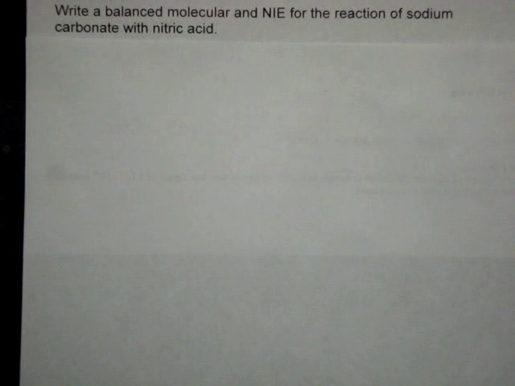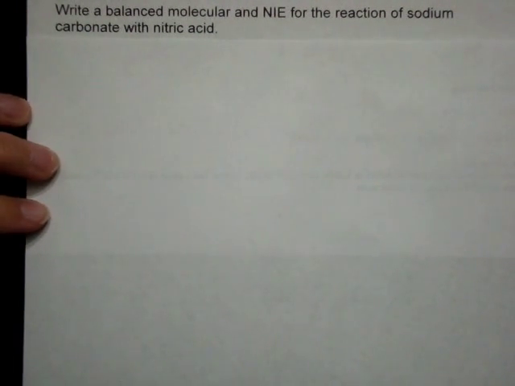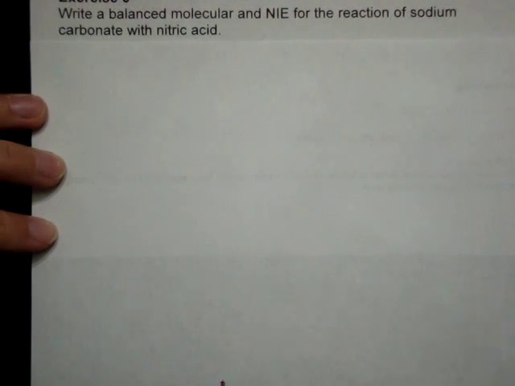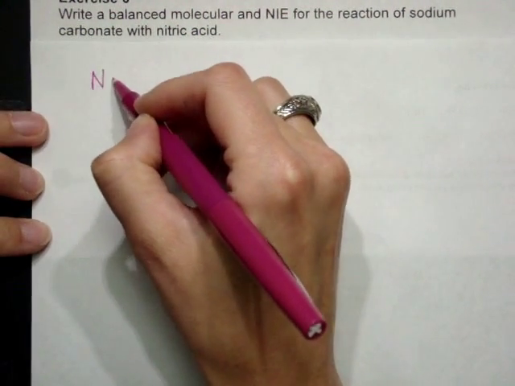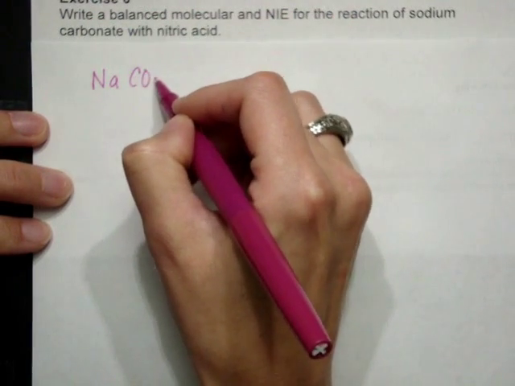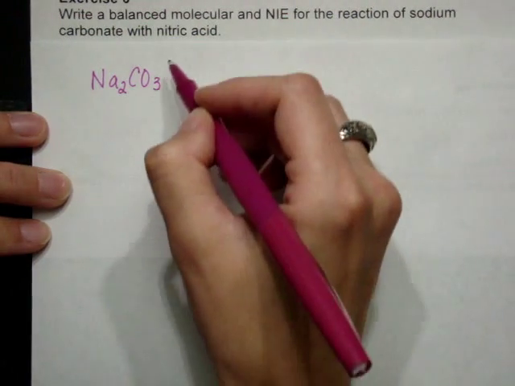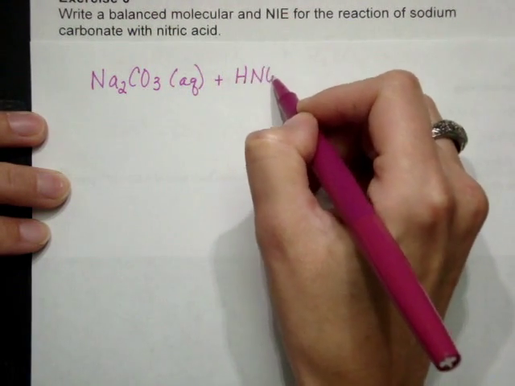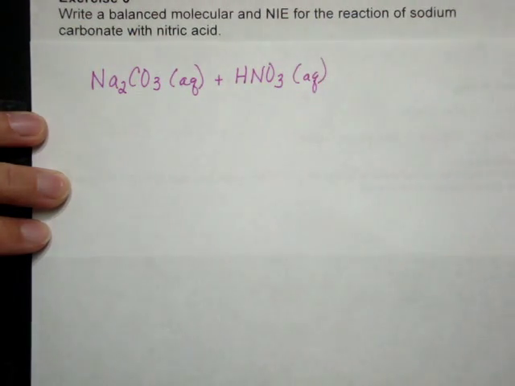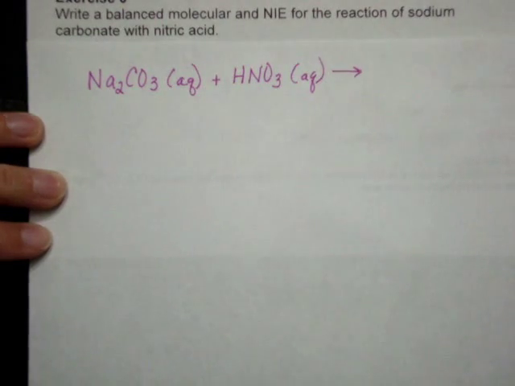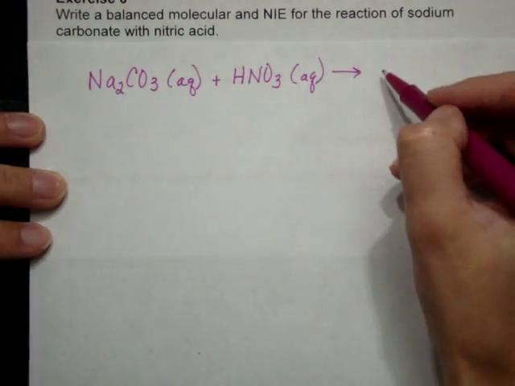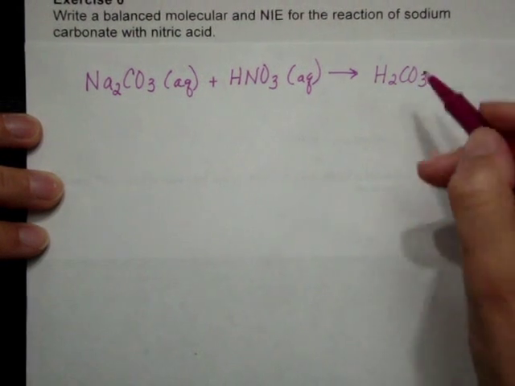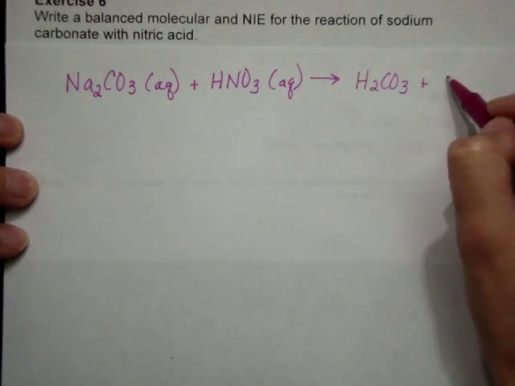Okay, going on with our gas-forming reactions, we're looking at exercise 6. We want to write the balanced molecular and net ionic equation for the reaction of sodium carbonate with nitric acid. If we look at the sodium carbonate first, that's Na, which is +1, with carbonate, CO3, which is -2, so Na2CO3, that's aqueous. Nitric acid comes from the nitrate ion, so that's HNO3, also aqueous. If we treat this like a double replacement reaction, we're pairing hydrogen with carbonate, which gives us H2CO3 to balance out our charges, and sodium nitrate.